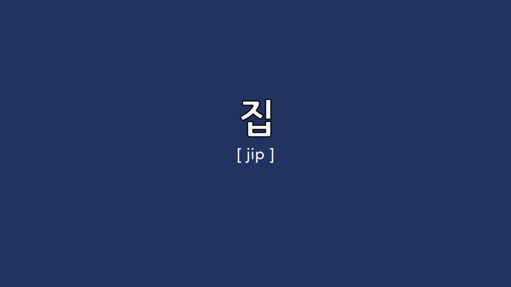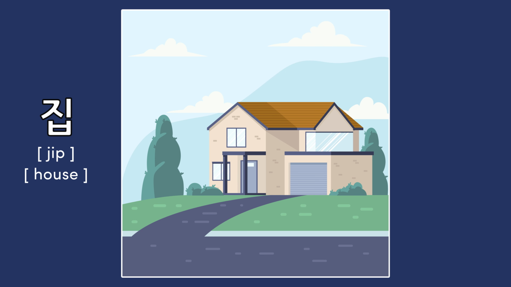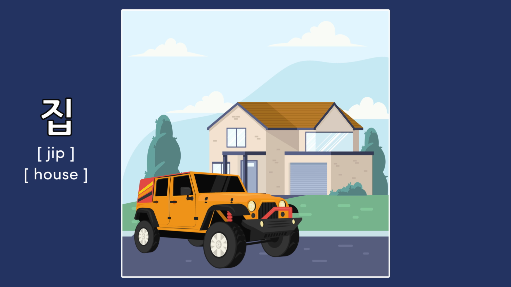Take the Korean word jeep, which means house. This is an easy one to practice as you go about your day. Anytime you pass by a house, just imagine that there's a jeep parked in front of it. Then you know that the word for house in Korean is jeep. There's a jeep parked in front of the jeep.